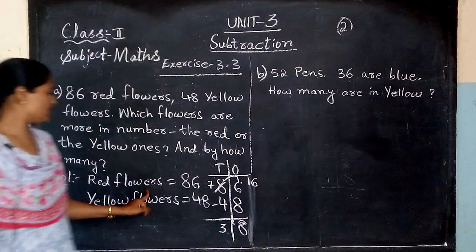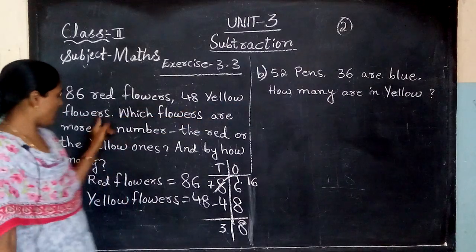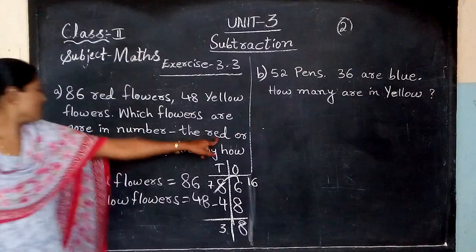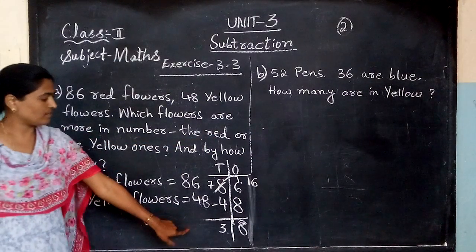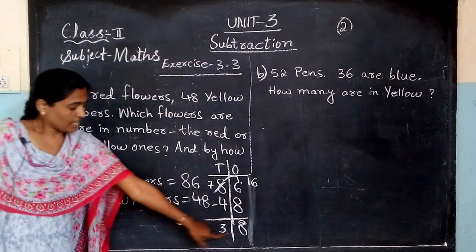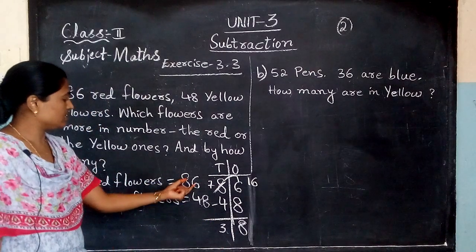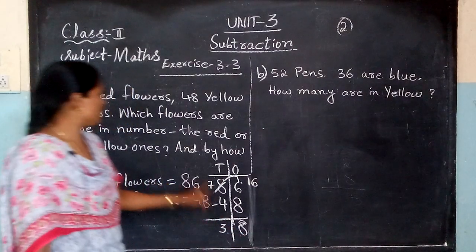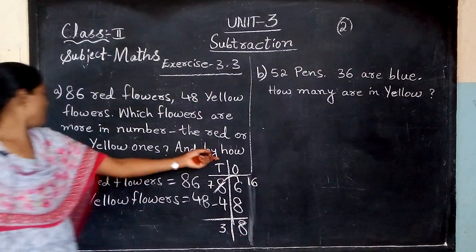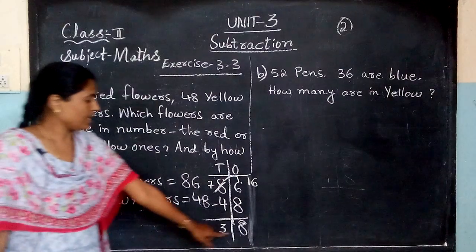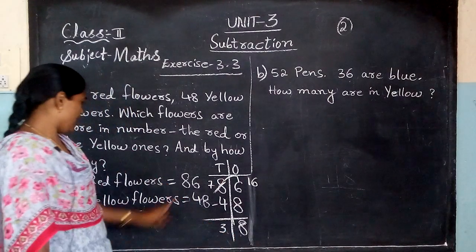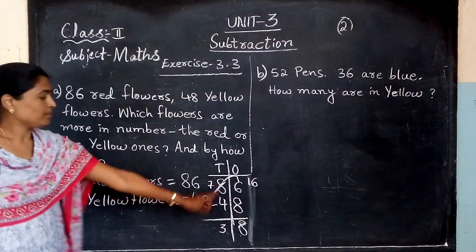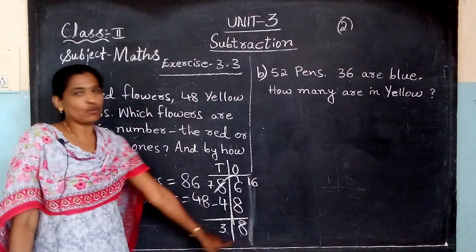Now again, we took 86 red flowers. Again 48 are yellow flowers. Which flowers are more in number, the red or the yellow ones? Which one will be more in number? What will become from 86 if you take away 48? 38 it is there. Which will be more, the red or the yellow ones? And by how many? 38. 86 red flowers are more. Now if you did this minus, you got 38.